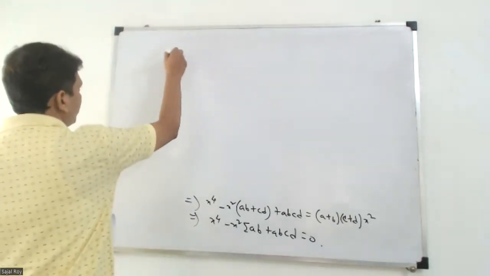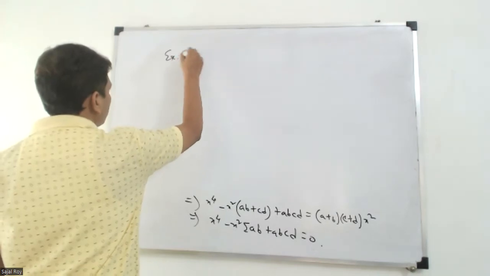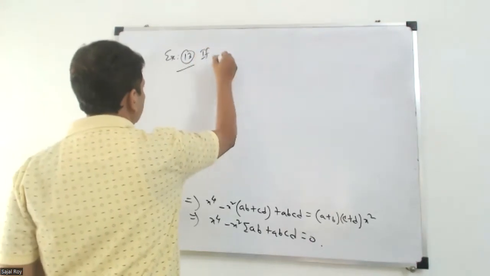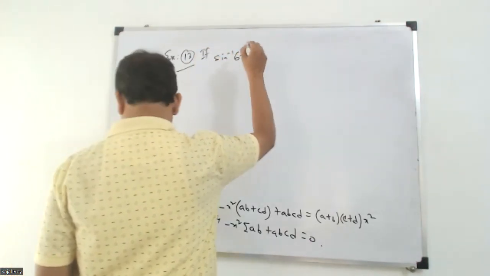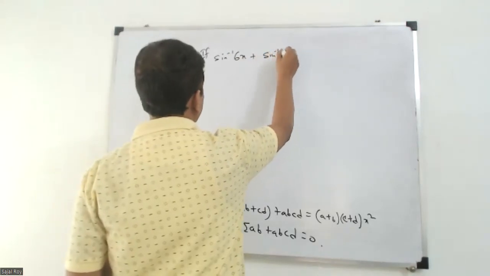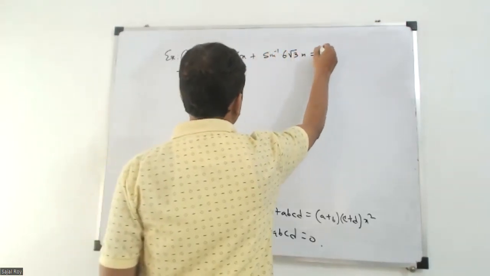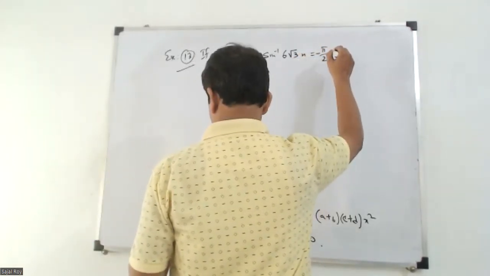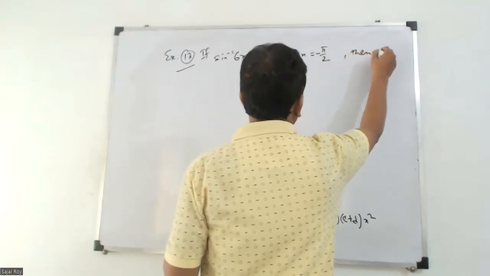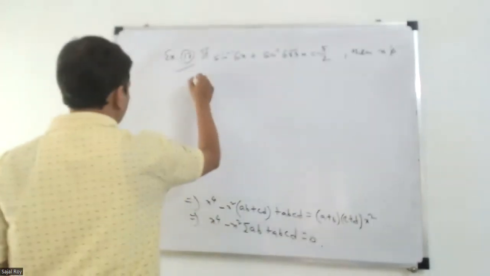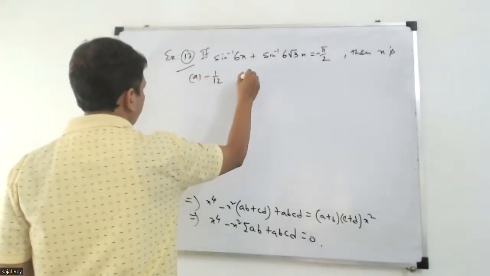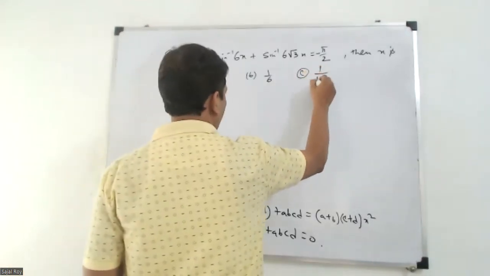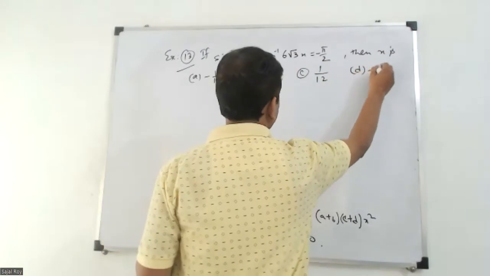Clear? Let me have a simple problem. It is not so difficult. If sin inverse 6x plus sin inverse 6 root 3 x equals minus pi by 2, then x is: minus 1 over 12, 1 over 6, 1 over 12, or minus 1 over 16.